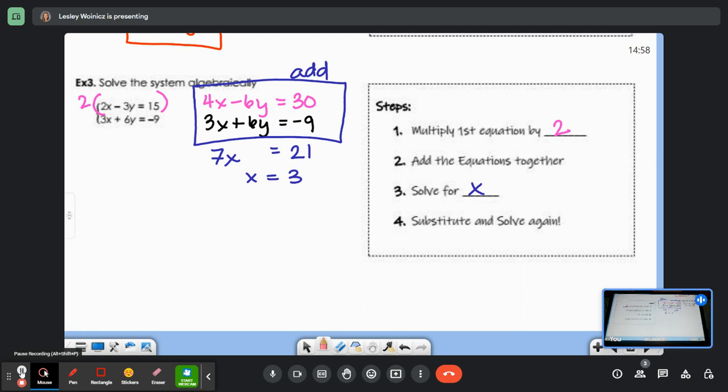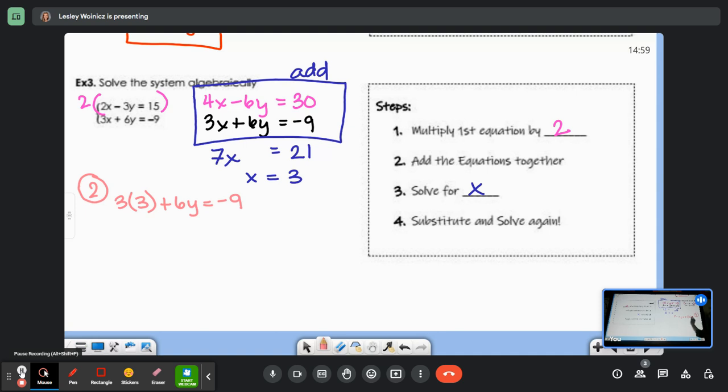So pick your favorite equation. Number 1? Oh, second one? Okay, weird. No, I guess that's okay. Okay, so 3 times 3, make sure you plug in the right thing, plus 6y equals negative 9.